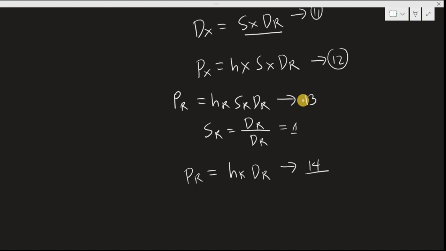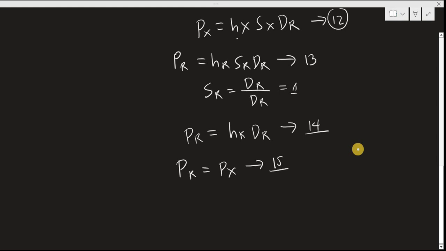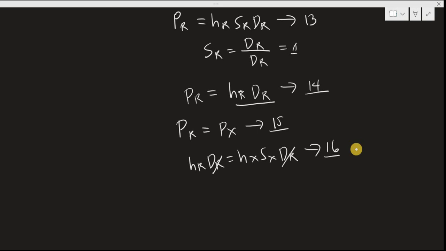Okay, since we need to express pressure Px in terms of hr, we can set equation 14 equal to equation 12. So we set Pr equals Px. So let's say this is equation 15. By substituting this term for Pr in equation 15 and this term for Px in equation 14 as well, we get the following. hr γr equals hx Sx γr. So we have equation 16. And then we can cancel γr on both sides, leaving us with hr equals hx Sx.